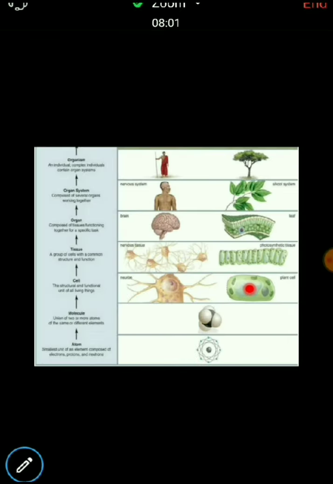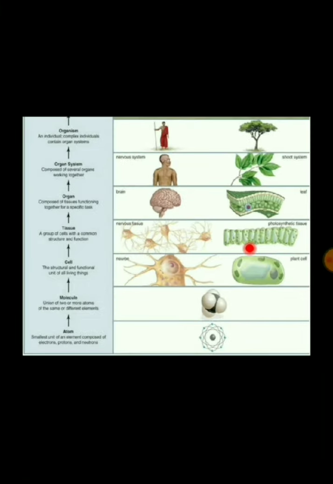Already in lower classes we have learned that atoms together constitute a molecule. Molecules together form cells, and a group of cells with a common structure and function is called a tissue. Tissues together form an organ, and organs which do a similar function are called an organ system, and all the organ systems together form an organism. In this lesson we are going to concentrate on this tissue part.